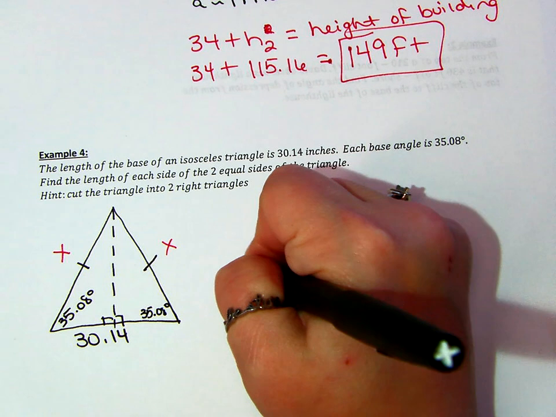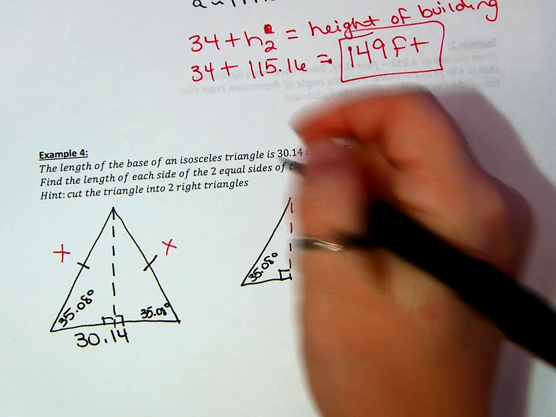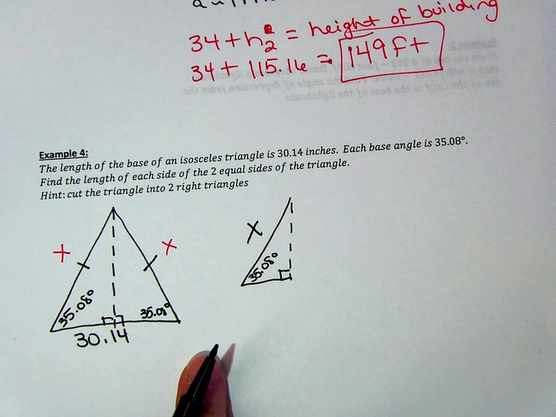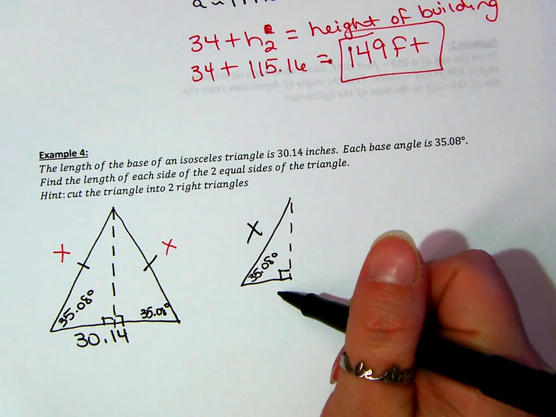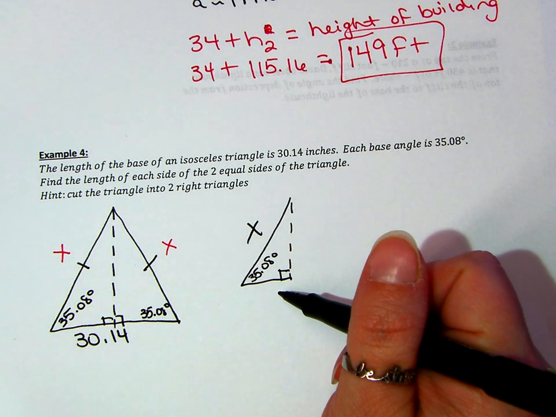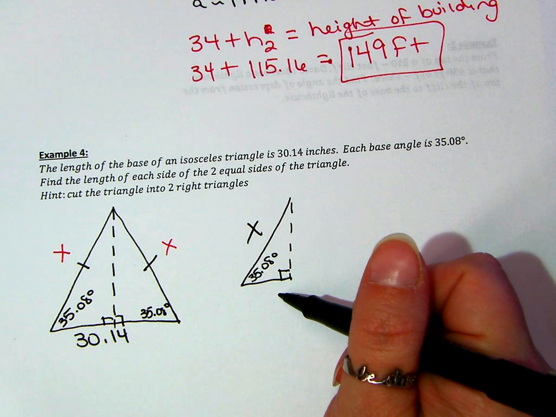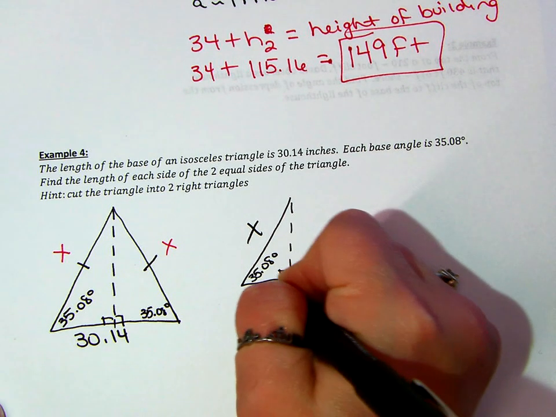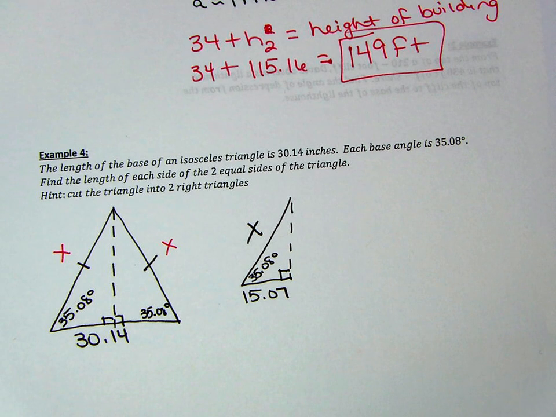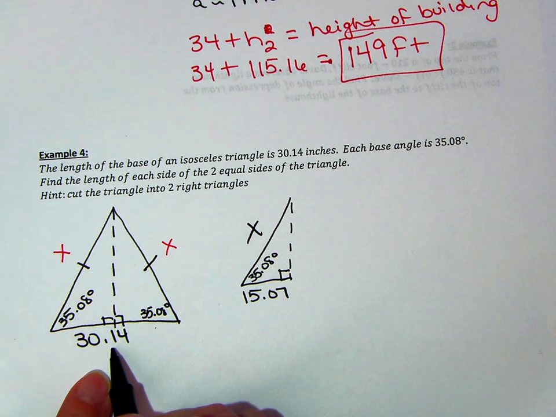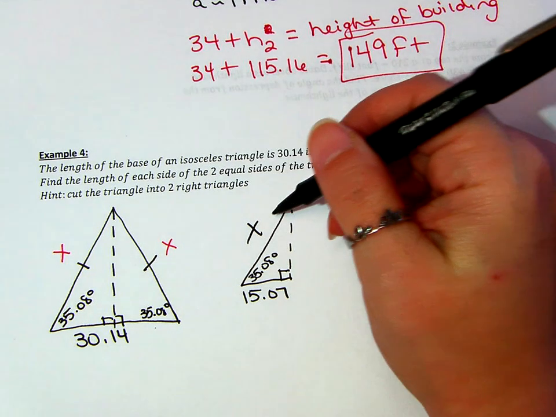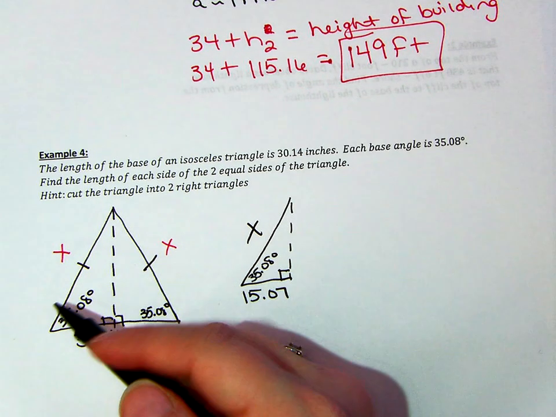This is what we don't know. And if I cut the base in two, then what is the measure of this side? It's going to be 15.07. Yeah, because if I cut it straight in half, then each of these triangles is going to be half of the 30.14. So now I need to figure out what this hypotenuse is, because that's going to tell me what that side length is.